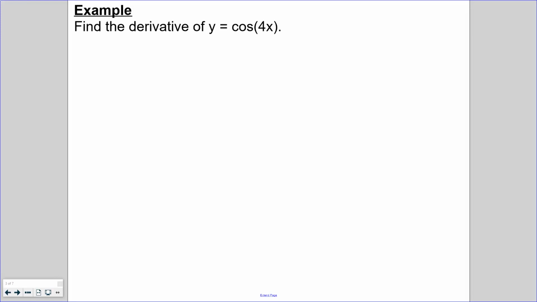And cosine of 4x is a composite function because we have the function of 4x inside of the function of cosine of x. So therefore, this function does require the chain rule to take the derivative. So what does the chain rule say? Well, chain rule says we take the derivative of the outer function first. And as we can see here, the outside function is cosine, and the derivative of that will be negative sine. Chain rule says we leave the inside alone, and then we multiply by the derivative of the inside.